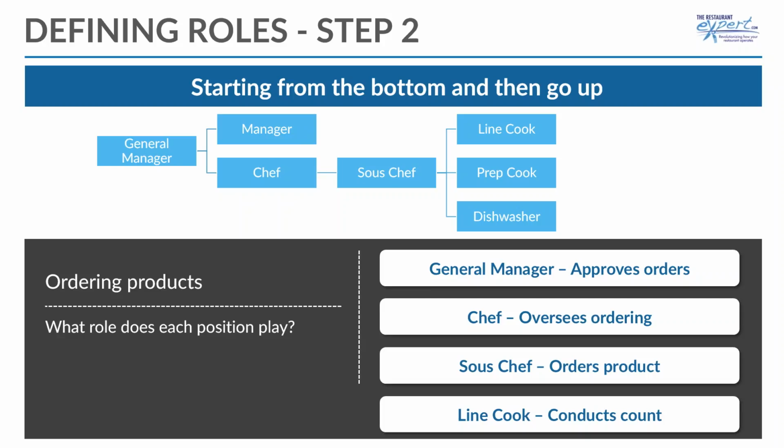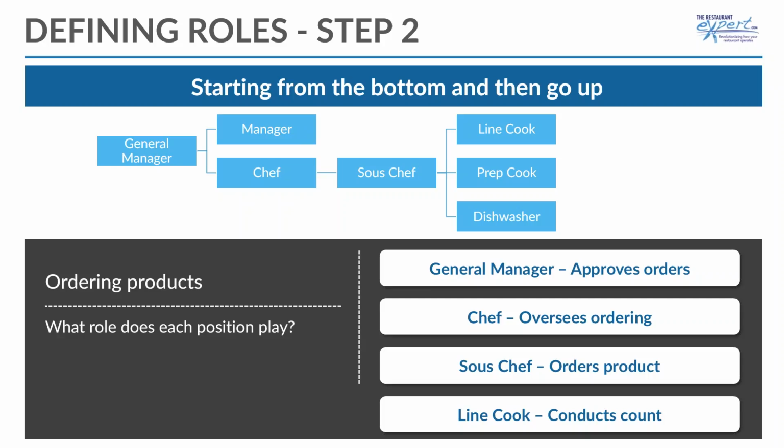So let's look at this. I'd start and write my line cook first. Well, we know that ordering products is something that might belong to the line cook, the sous chef, the chef, and the general manager. And let's just say ordering food. Well, in this case, in my restaurant, I'm going to have it that my line cook can actually do the counts for me in my walk-in cooler, dry storage, and so on, so that the sous chef can place the order.